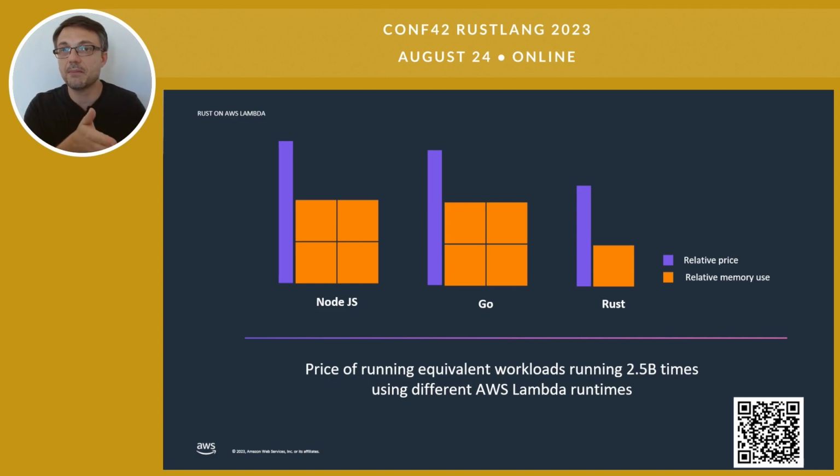So the same function running on, for example, Node runtime and in Rust required different memory configurations, and they could get the same or even better performance at lower memory configurations for their Lambda functions running in Rust compared to Node or Go runtimes. And essentially, because the memory is less, the speed is better, they also observed some cost gains as well. So this is a quite common pattern.